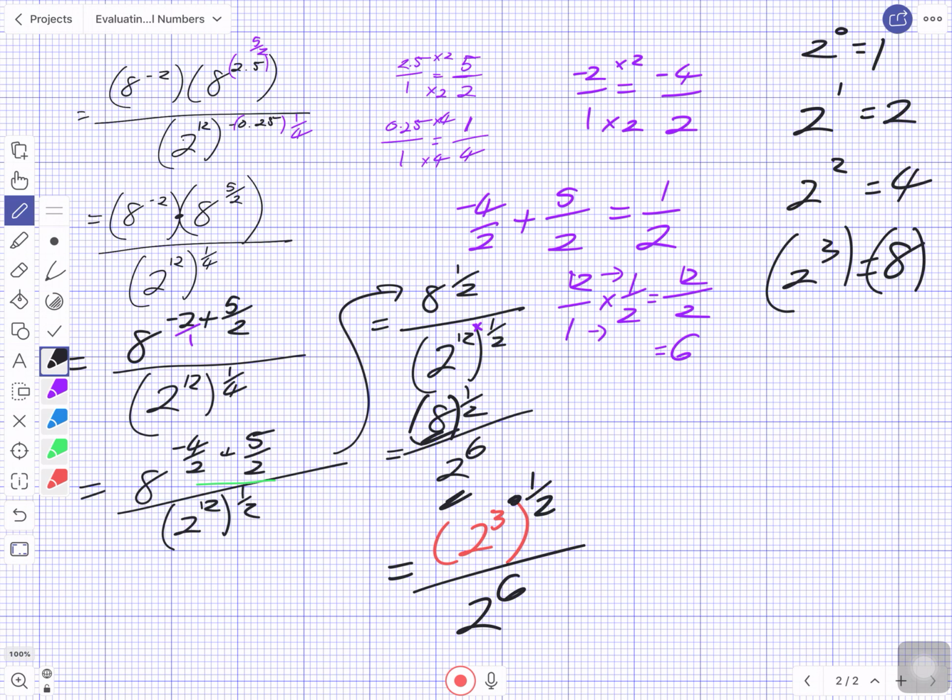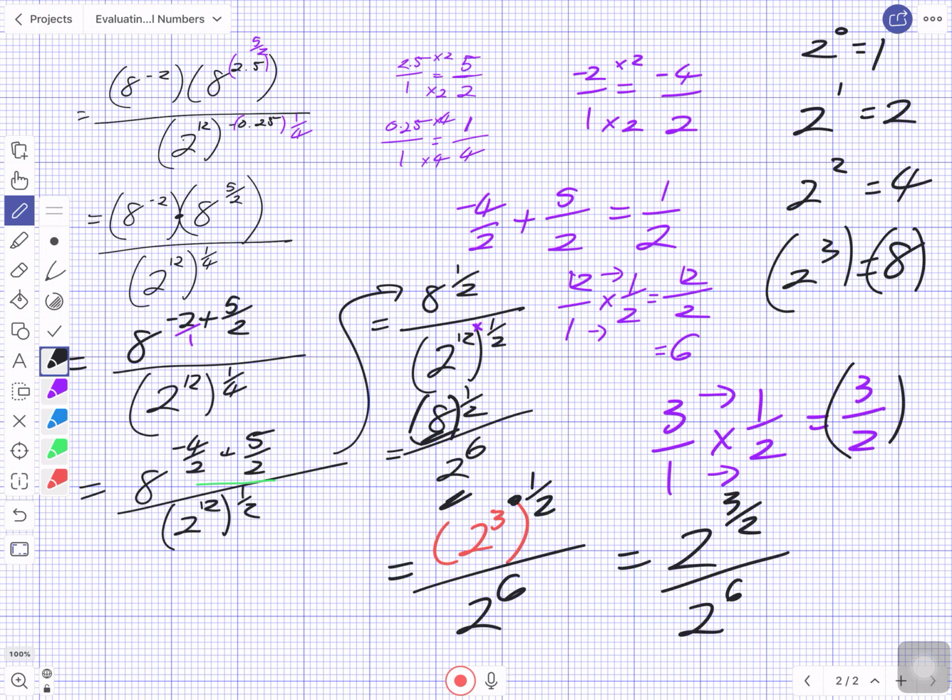It's a power of a power, so that's multiplication again. So it's 3, which we know as a fraction is 3 over 1, times 1 over 2. So we do top by top and bottom by bottom. 3 over 2. Great. Kind of all over the page here. We really tend to work vertically, but that's okay. So this is going to be 2 to the power of 3 over 2 divided by 2 to the power of 6. Okay, the bases are the same.